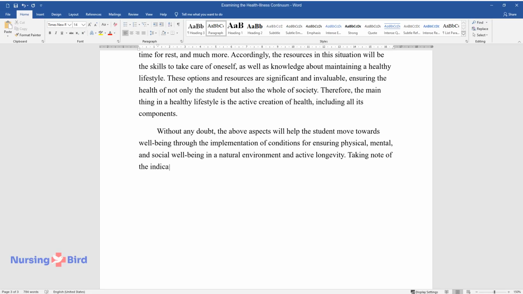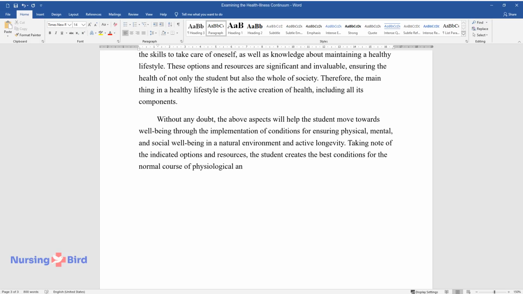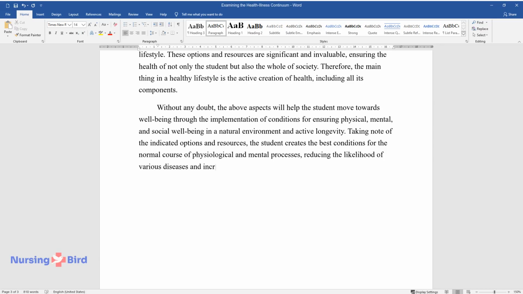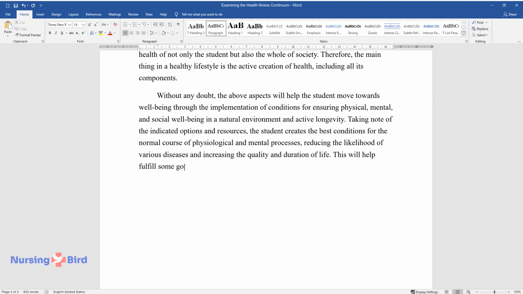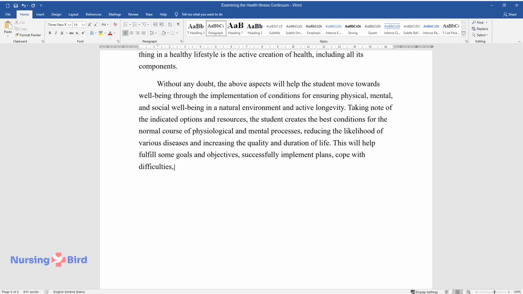Taking note of the indicated options and resources, the student creates the best conditions for the normal course of physiological and mental processes, reducing the likelihood of various diseases and increasing the quality and duration of life. This will help fulfill some goals and objectives, successfully implement plans, cope with difficulties, and, if necessary, colossal overloads.